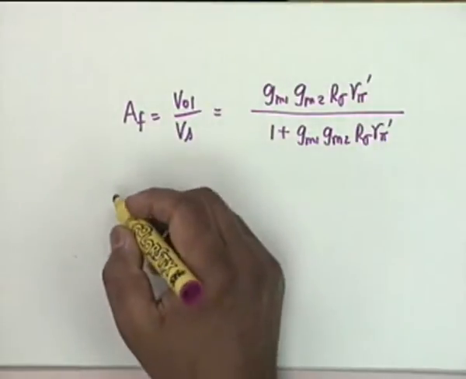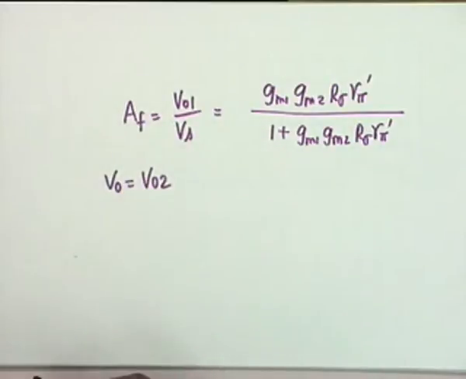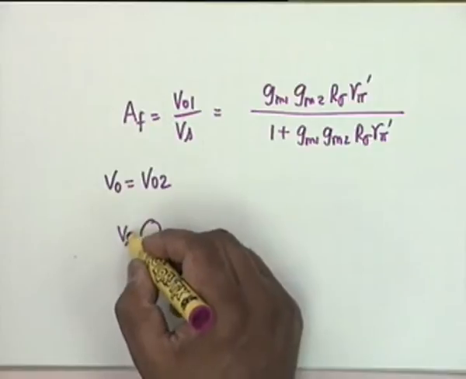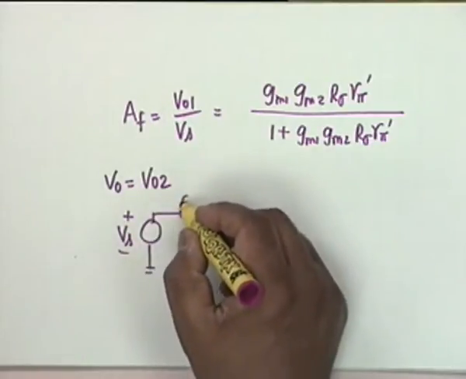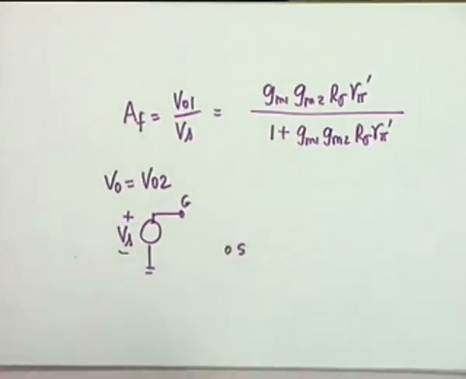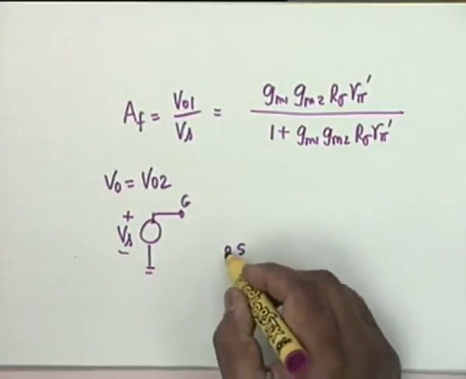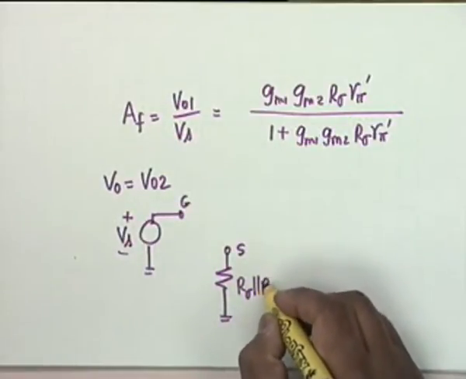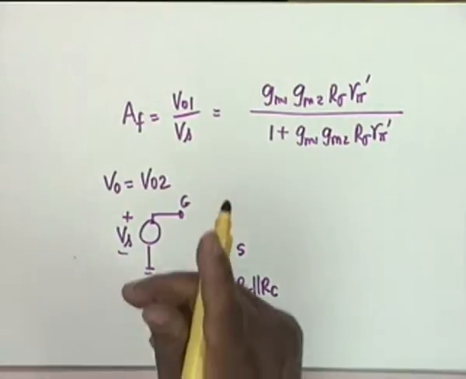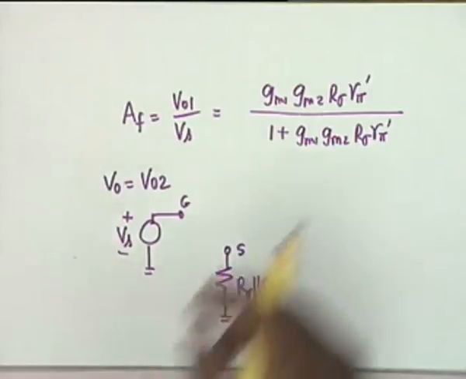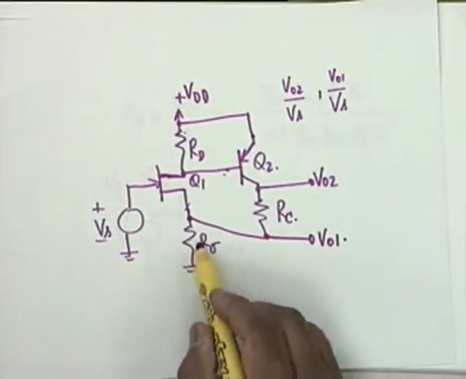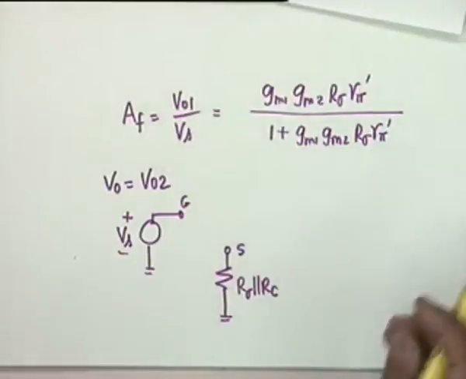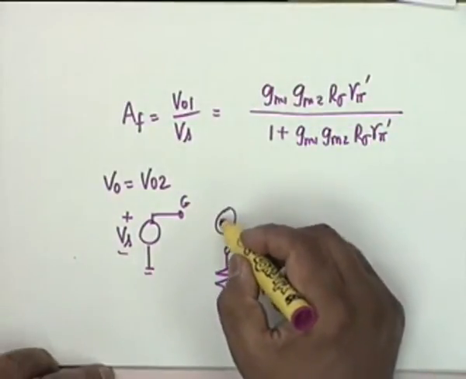All right. As far as if V0 is V02, then the A circuit changes slightly. What you get is Vs, G. Now S is no longer grounded. S is grounded through a resistance of R sigma parallel RC. Why does this parallel come? Because V02 is now to be grounded. If you look at this circuit, it is this point which is to be grounded, and therefore R sigma comes in parallel with RC. And the rest of the circuit is very similar.